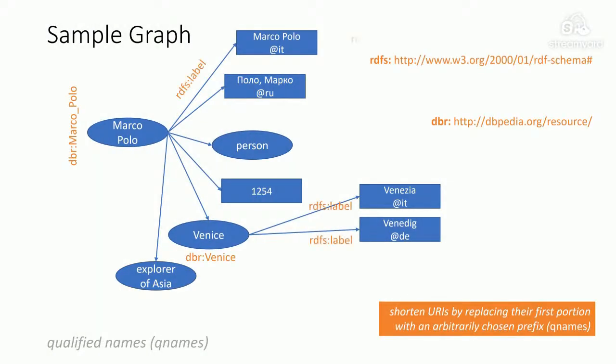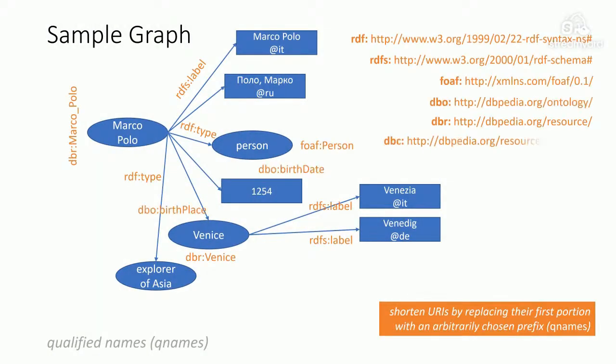Shortening URIs is done in a very simple way. We just replace their first portion with an arbitrary prefix, like this. Here we picked a prefix for the first portion of each URI, followed by a colon. And this shortens our identifiers and makes them much more readable for humans. So in this context, a name with a prefix is known as a qualified name, or QName for short.